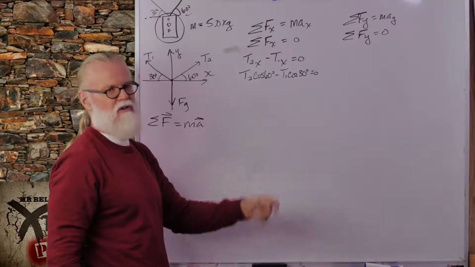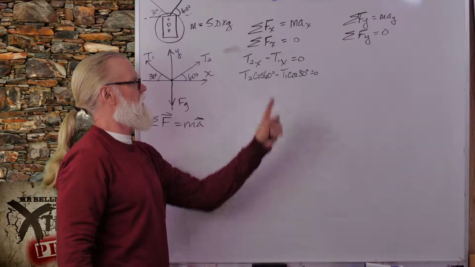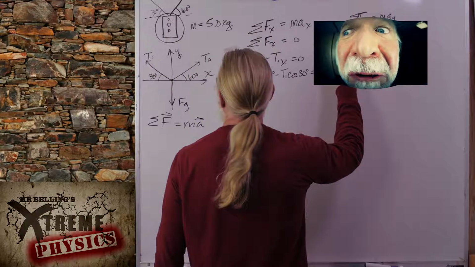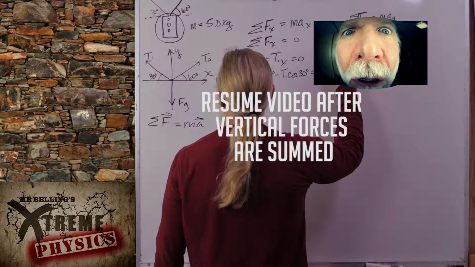Okay, so I have one equation with two unknowns. I need more information. I'm going to get that from the y side. So let's see what we got in the y. Pause the video now.